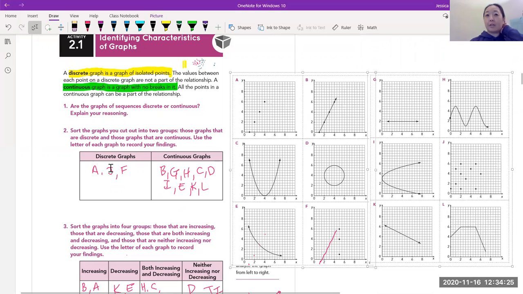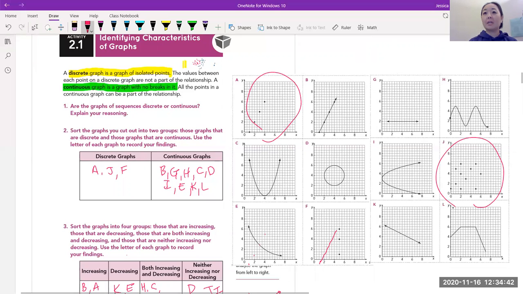And so we had said that the age, and if you have not done this before, try doing it yourself. Don't look at the answers, don't cheat, right? But A, J, F, we said were discrete. And notice all three of them only have points. They do not have any lines on them at all.